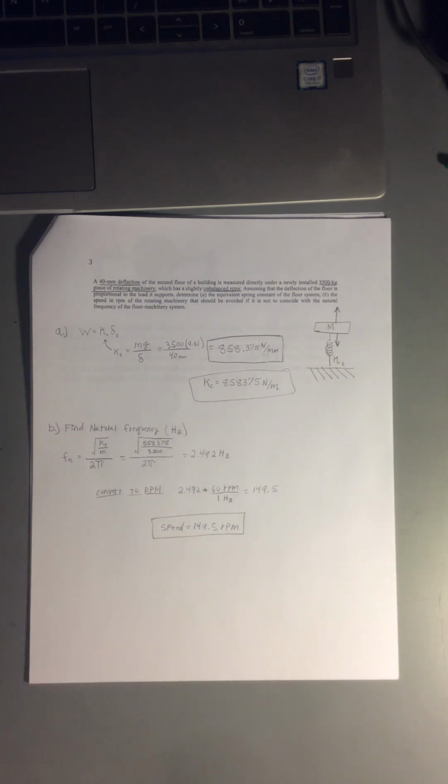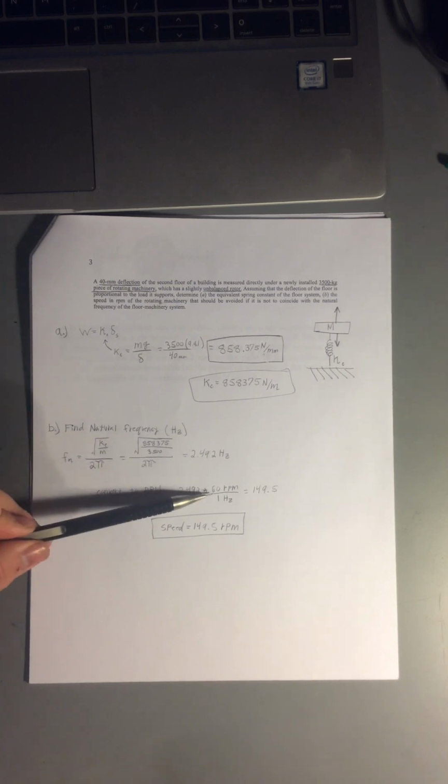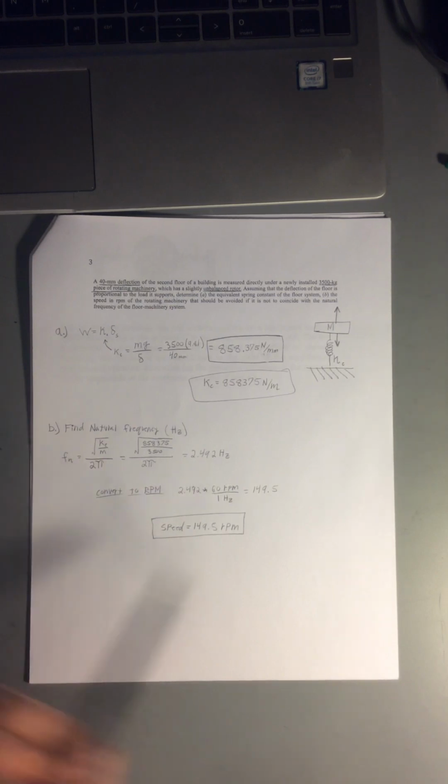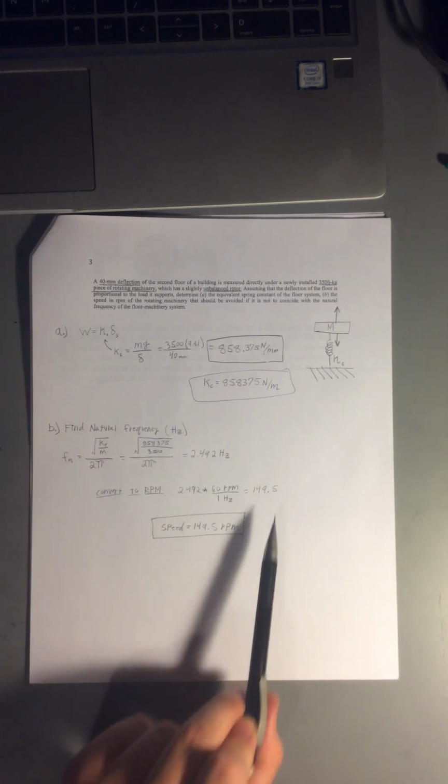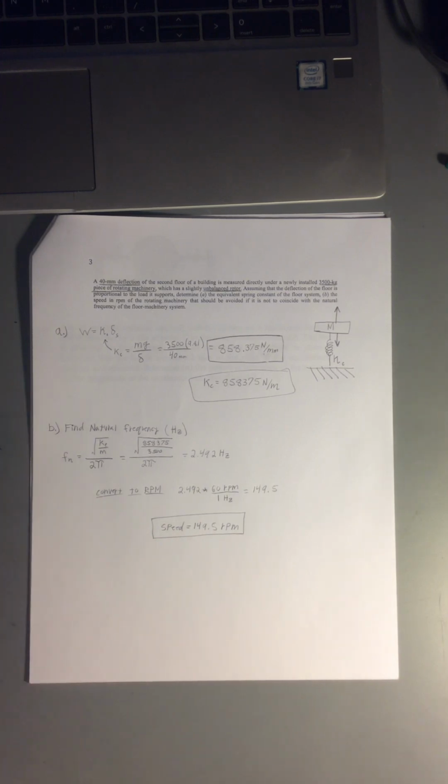Then all we have to do is take that term and convert it into RPM. To convert hertz into RPM, we multiply by 60, which gives us 149.5, which is our final answer here. So the speed cannot be 149.5 RPM. If the rotating machinery runs at this RPM, it would oscillate the floor at the natural frequency, and that deflection could amplify and cause damage to the structure. And that is the answer for question number 3.